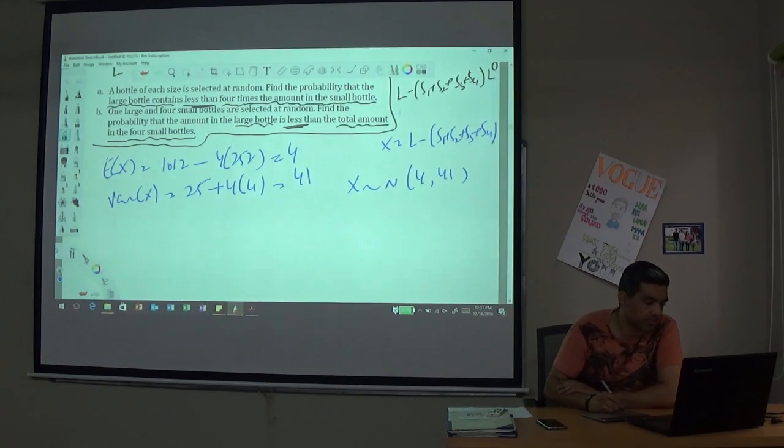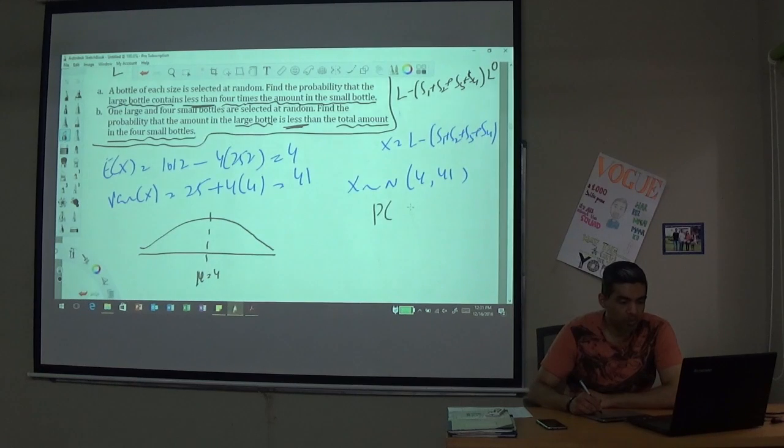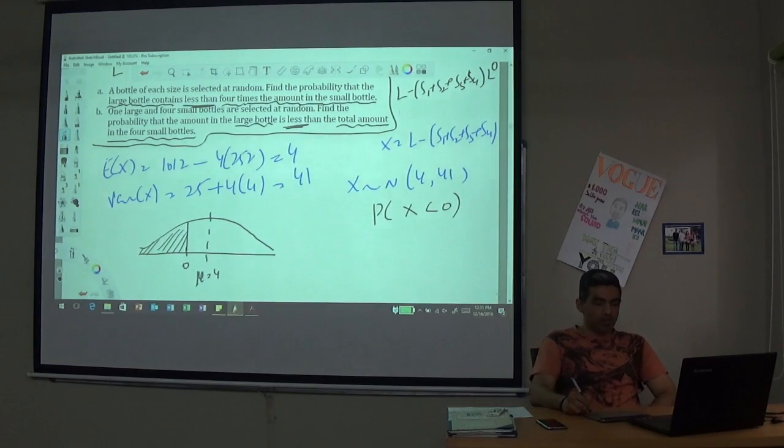Let's make a sketch. Mean is 4, and we want the probability of X to be less than 0. 0 is on the left, so we need the left side area. Let's find the Z value.